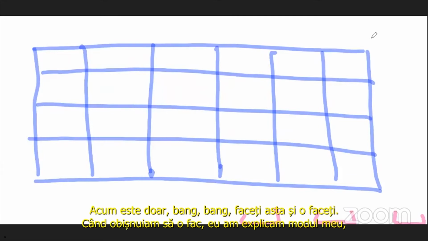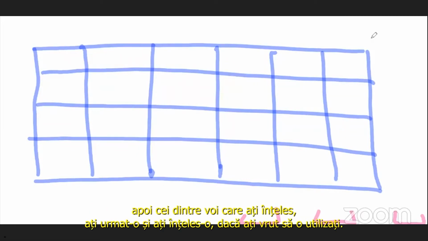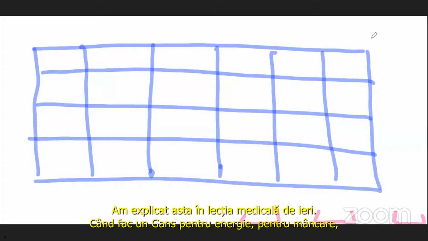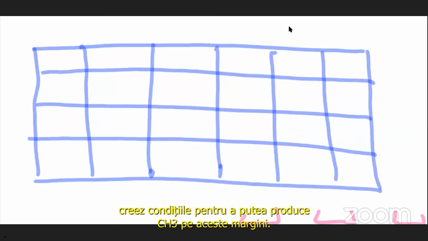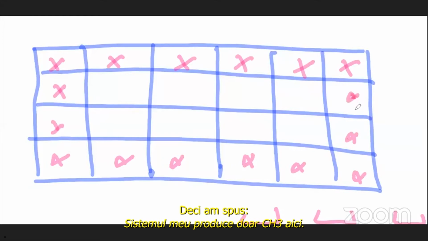Nowadays it's just bang bang, do this and you can do it. When I used to do it, I explained my way, and those of you who understand, follow and understand it if you want to use it. I explained this in the medical teaching yesterday. When I make a GaNs for energy, for food, I put a condition that I can produce CH3 in this boundary. So I set my system so that I only produce CH3 here.